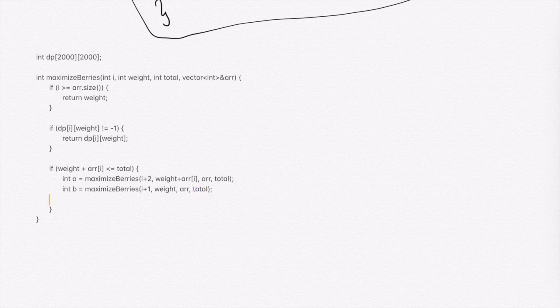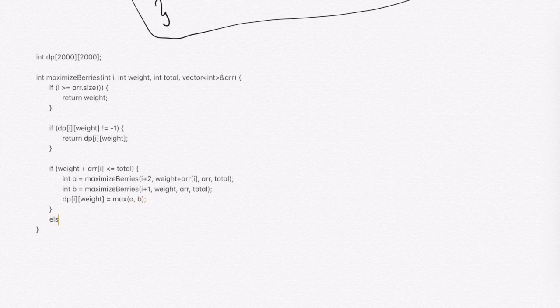And what you will have to do at this point of time is dp of I comma weight is equal to the maximum of a comma b, right?